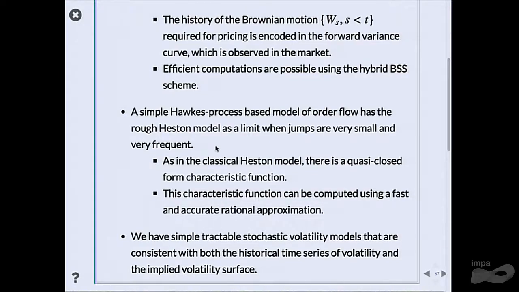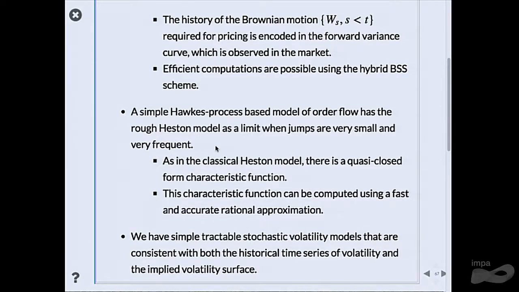Rough Heston model is even more tractable than the classical Heston model for those of you who like to do closed-form computations. And the characteristic function can be computed using a fast and accurate rational approximation, for which I gave you the code. So we have simple tractable stochastic volatility models that are consistent with both the historical time series of volatility and the implied volatility surface, and as you saw, with very consistent parameters. So it's not like we have to magically change the size of the parameters to get this consistent description. It's basically the same parameters.